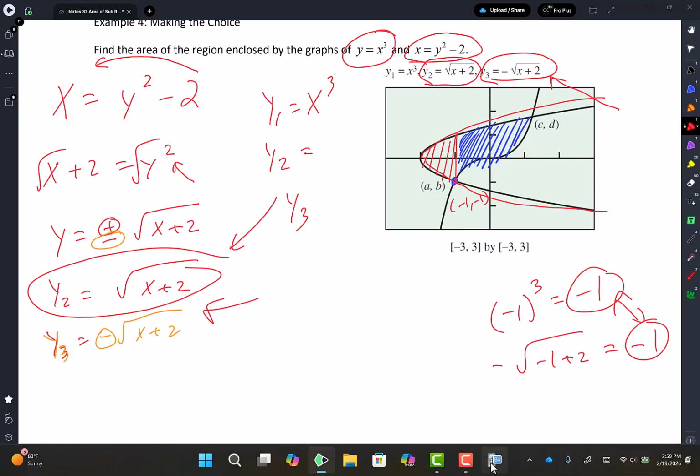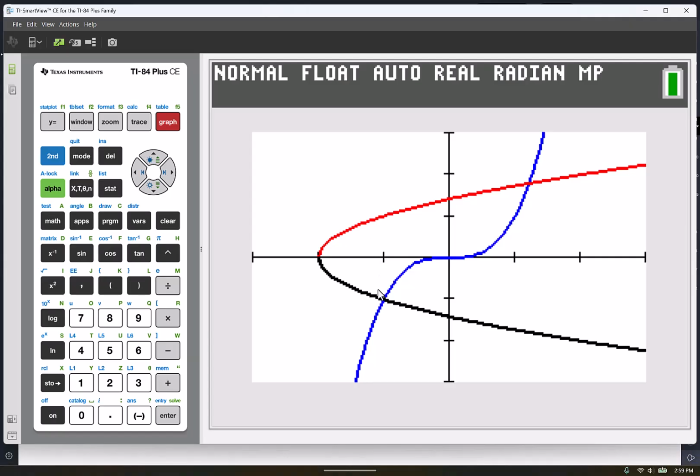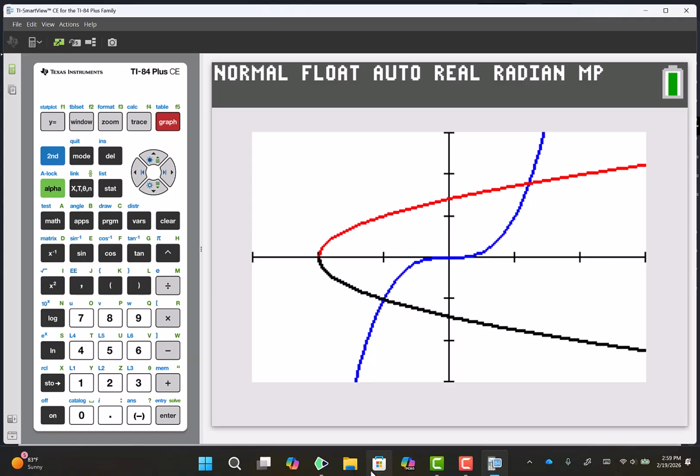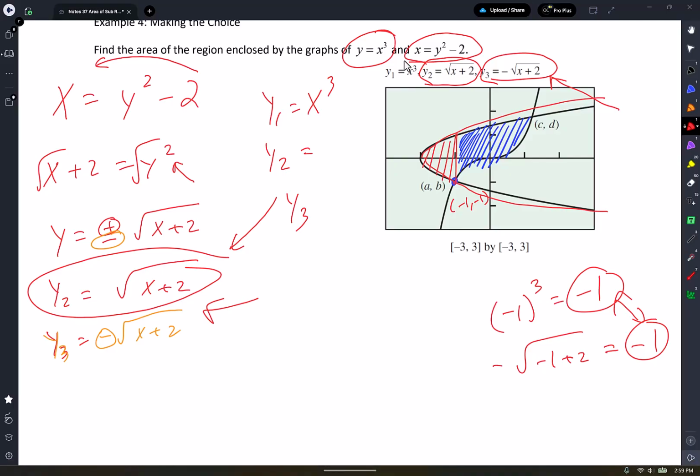I looked at it in the equation right here. I saw negative 1, and I'm like, oh, that looks like negative 1. But you could have also set them equal to each other, right? You could have set that equal to that and solved.